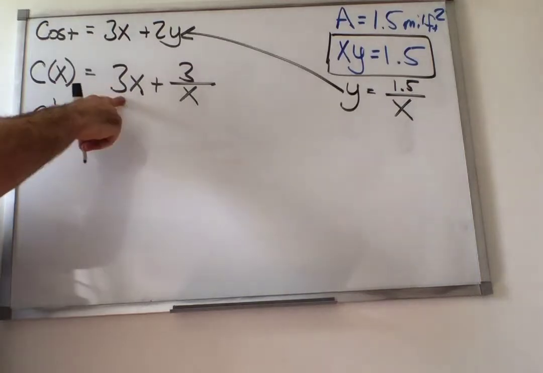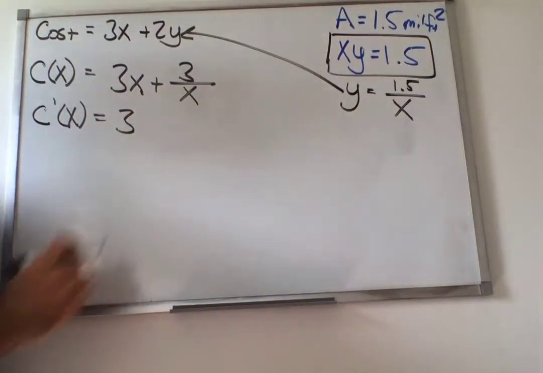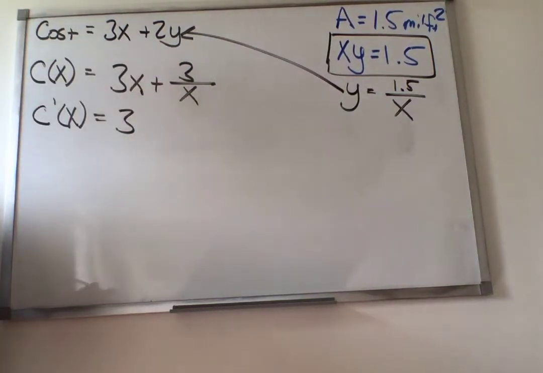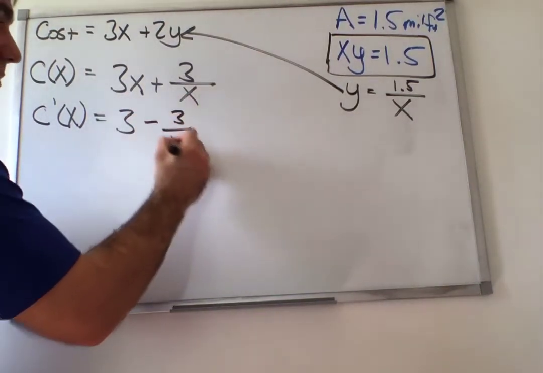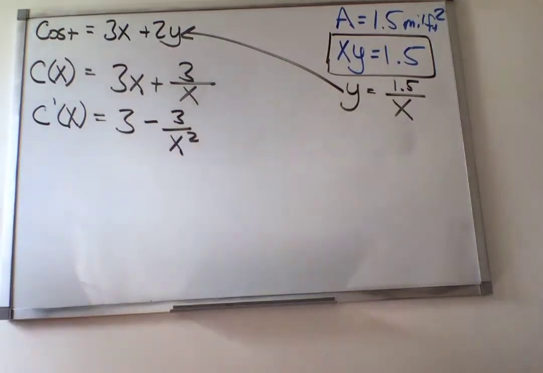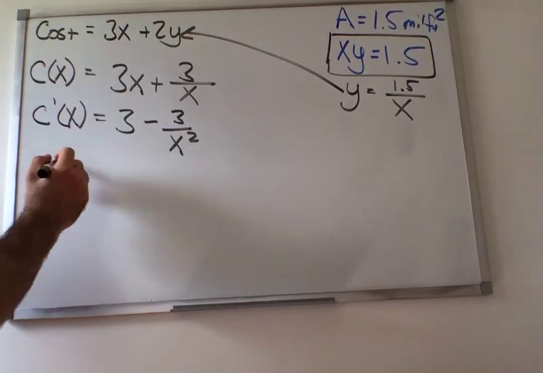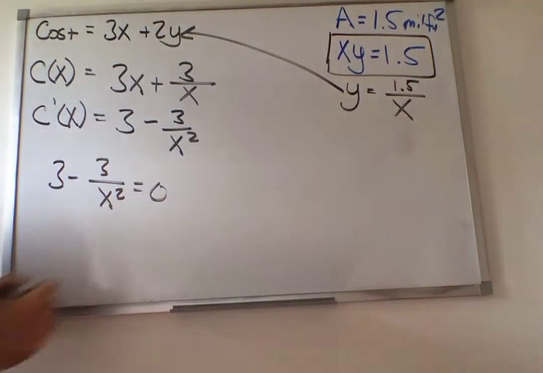Derivative of 3x is just 3. Ooh, not a plus. Derivative of 3 over x. If you rewrite x as x to the negative first power and apply the power rule, it's going to be minus 3 divided by x squared. Now what I'm going to do, I'm going to take this, set it equal to 0, and solve.